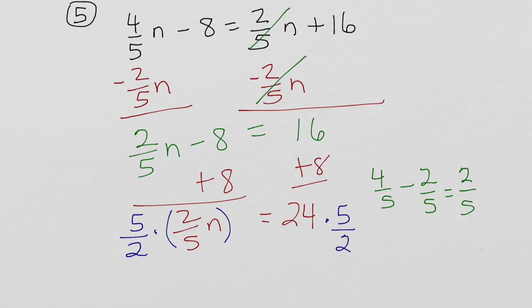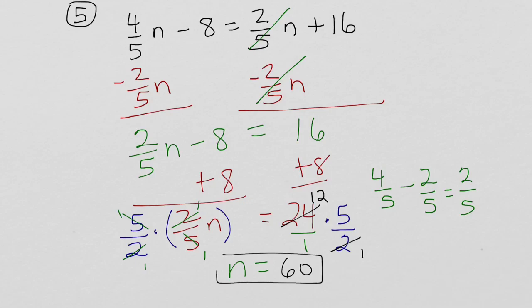Because look what happens here on the left. When you multiply 5/2 times 2/5, you get 1, right? So you end up with n equals, and again you can reduce here as well. 2 goes into 24 12 times. 12 times 5 on the numerator is 60. And that's your answer.